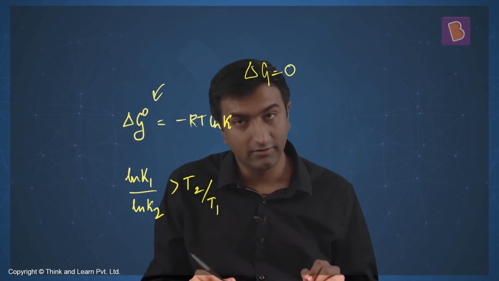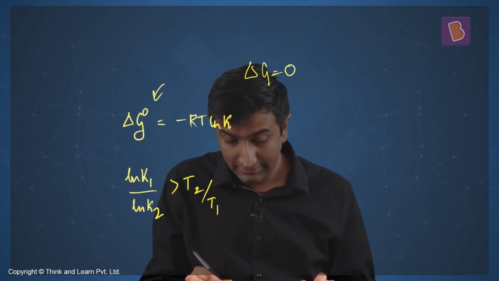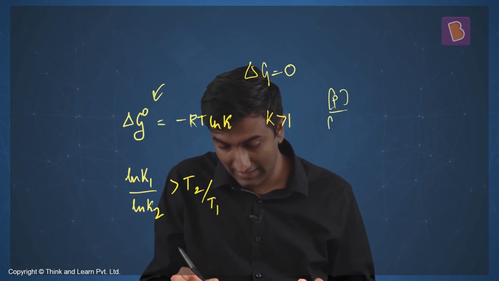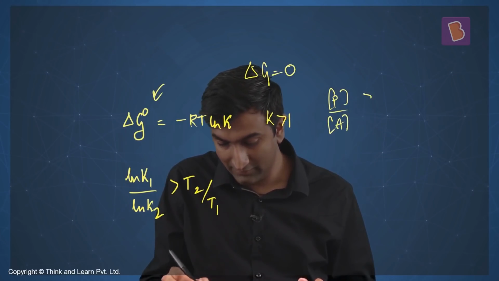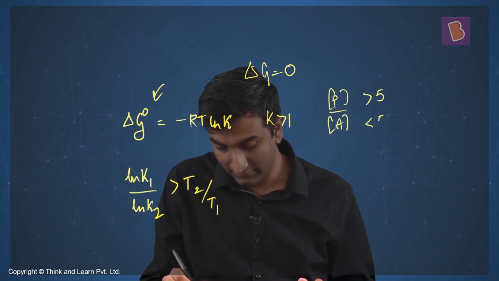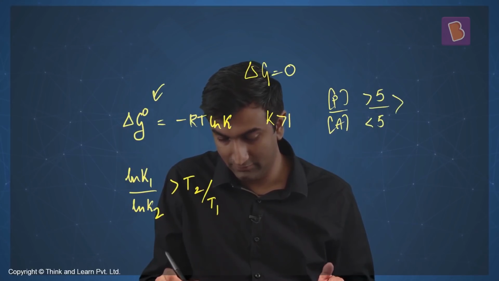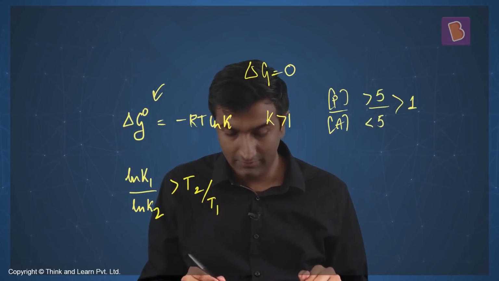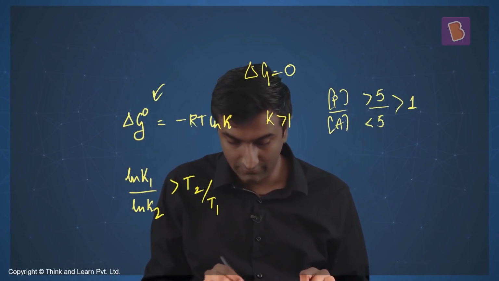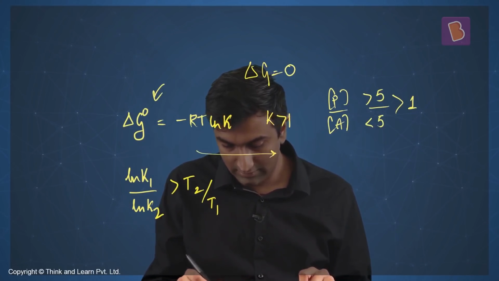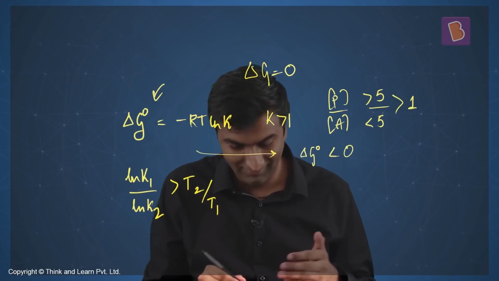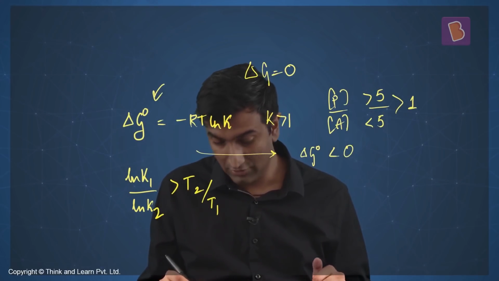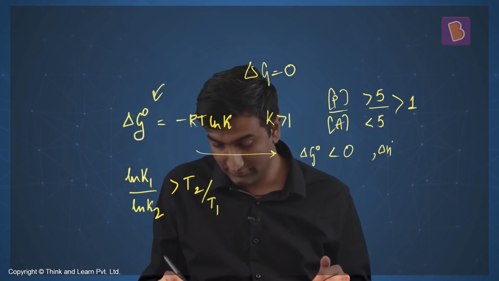So delta G naught is going to be equal to minus RT ln K. K is greater than 1. Why? Because I was comparing P and A: this is some number greater than 5, this is some number less than 5, so this number is going to be greater than 1. Simple math there. So if K is greater than 1, from this equation, delta G naught must be less than 0. This is negative. So I figured out delta G naught is less than 0. I also have the sign of delta H naught. That's also less than 0.